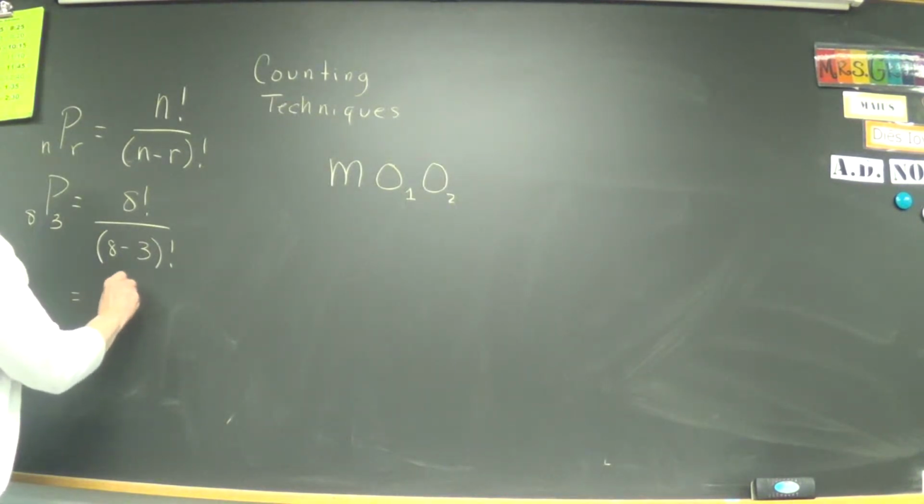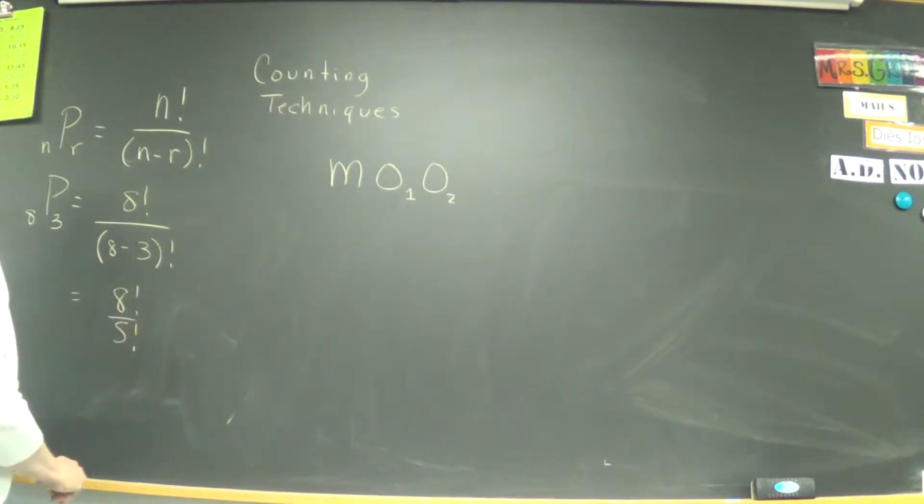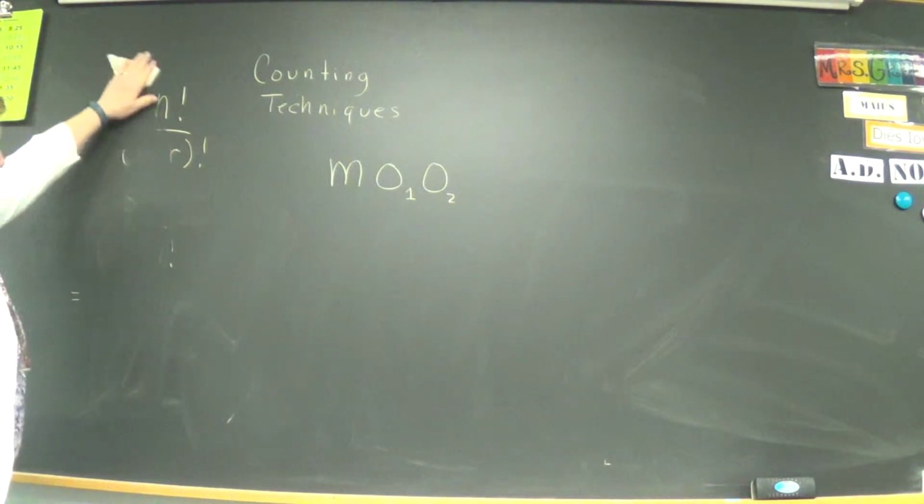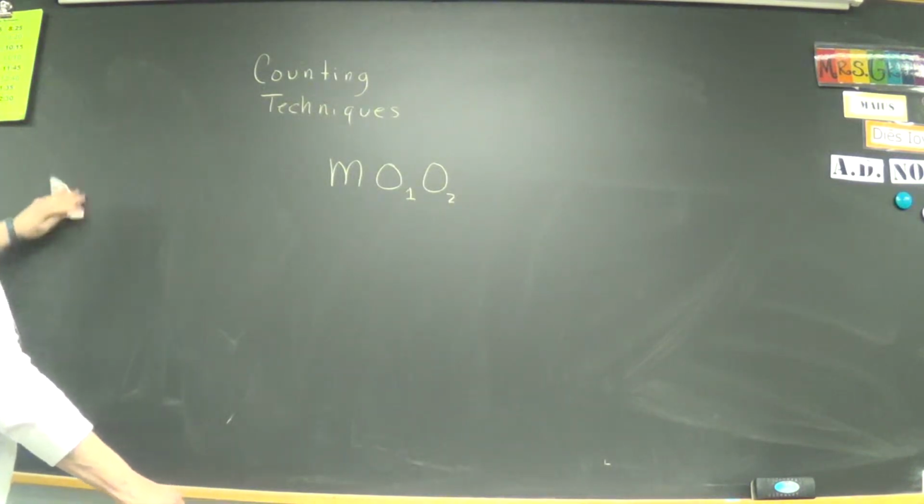Abby, I erased this part. It was... No, 8, you're good. You can erase it now. 8 over 5, which was the same as we had when we did it with the boxes over here.